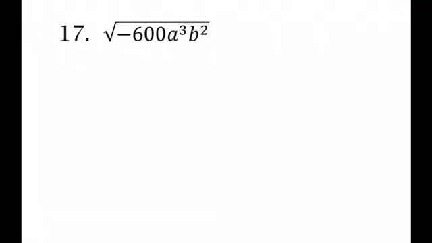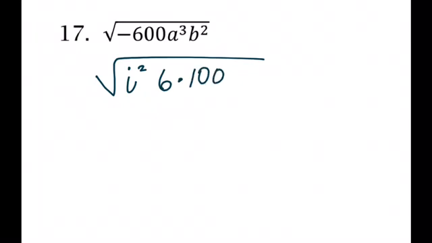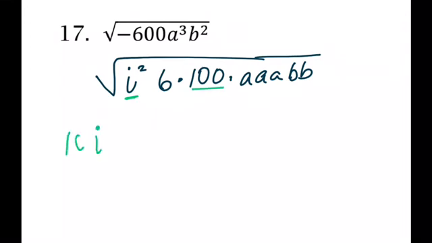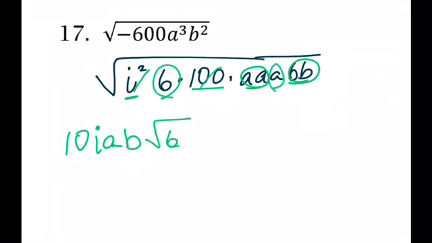Okay, the last problem, there's a lot going on here, so I'm going to start piece by piece. So -1 is i squared. 600 is 6 times 100. a to the third, I'll just write it out like this, a times a times a, and then b to the second. So when I go through and take out pairs, the square root of i squared is i. The square root of 100 is 10. I can take out a pair of a's. I can take out a pair of b's. What I have left is a 6 and an a.